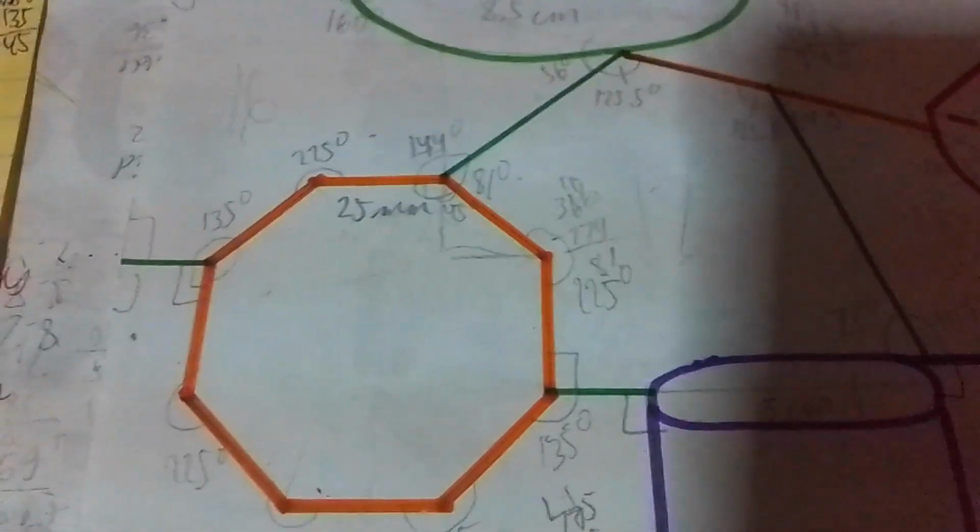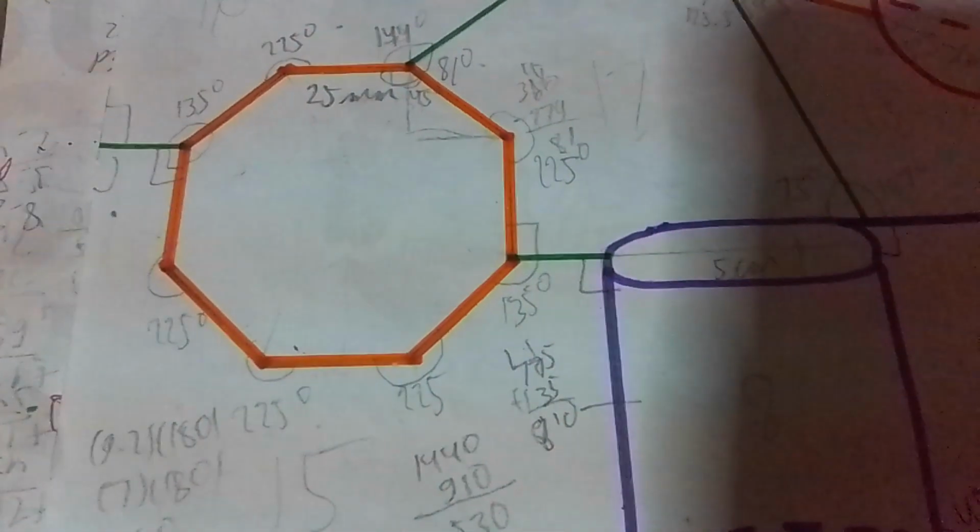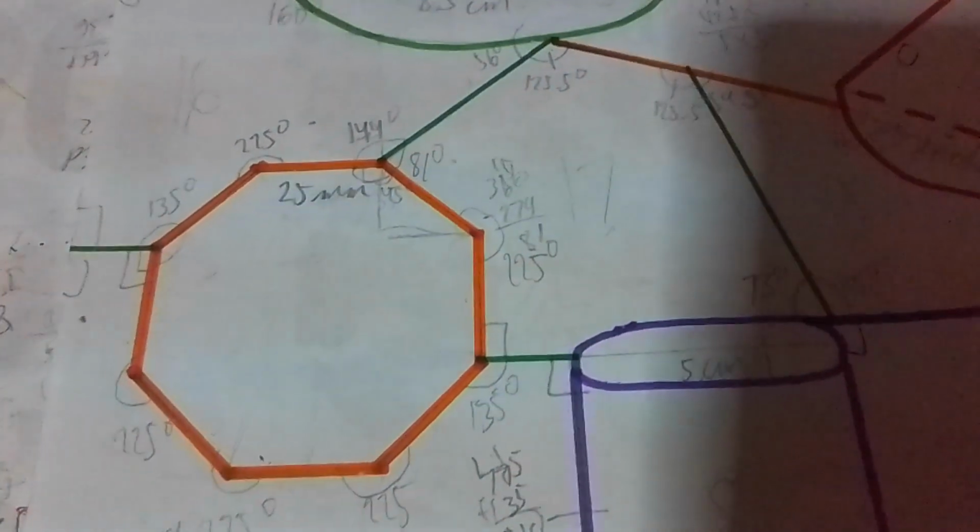Okay? And of course, if you watched my previous word problems regarding this, you already know that every angle here is 135 degrees. That's why if you look at all the reflex angles that we got, they're all 225. Most of them, alright? So now let's go to perimeter.